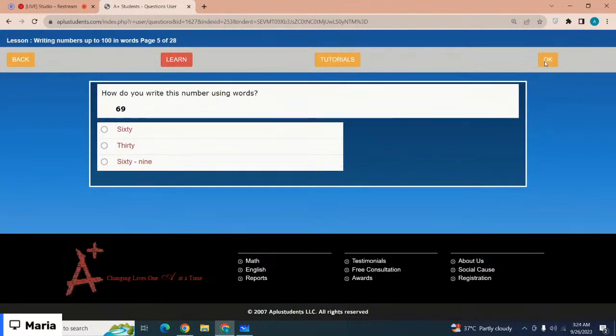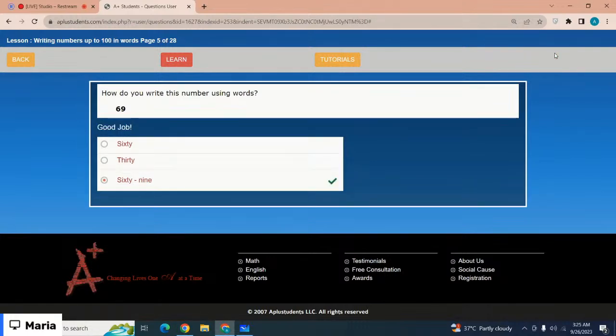How do you write this number using words? 69, which is the correct option? Yes, that would be the third one. Very good. 69. That's how I pronounce it, right? So 60, SIXTY, 60, and NINE. You just have to learn how to write using spellings. That is the word form.